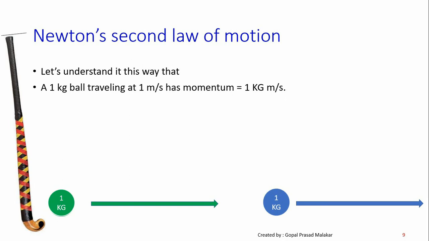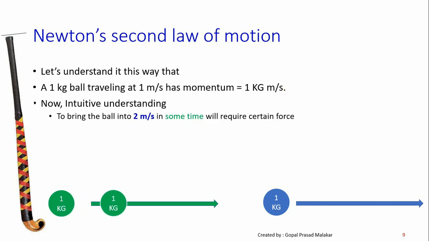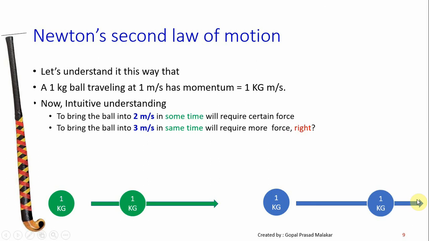So let's say the ball has been traveling at 1 meter per second, so momentum will be 1 kg meter per second. Now if you need to bring the ball to 2 meter per second in some time, let's say in 2 seconds, you need to apply a certain force. But if you need to bring the ball to 3 meter per second in the same time, let's say 2 seconds, you'll require more force, right? It's intuitively clear that if you can run with the ball for only 2 seconds, and you apply a certain force to bring it to 2 meter per second, you will have to apply more force to bring it to 3 meter per second.